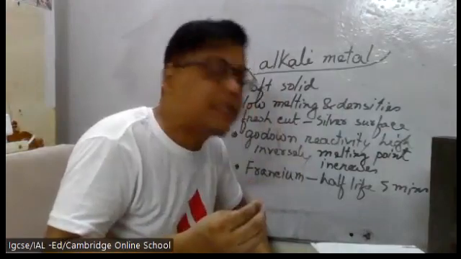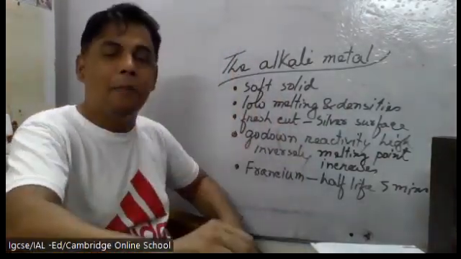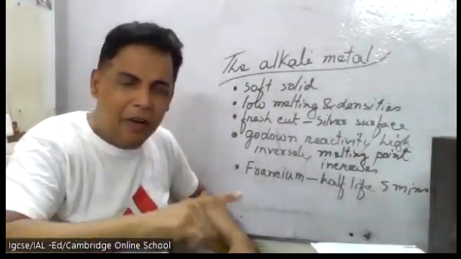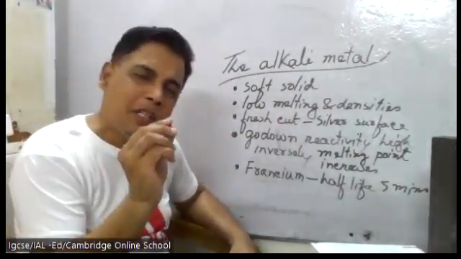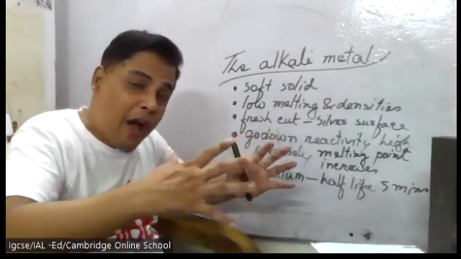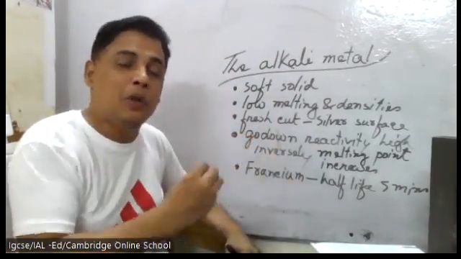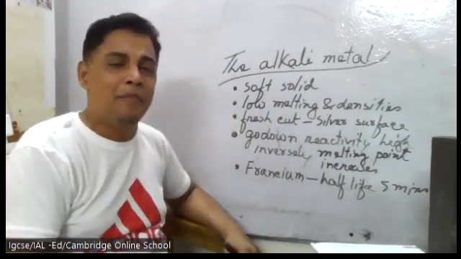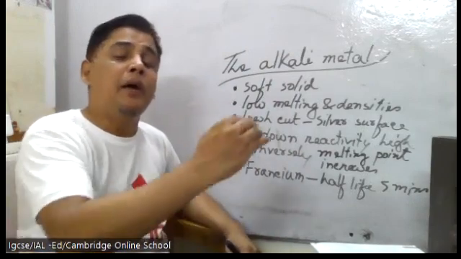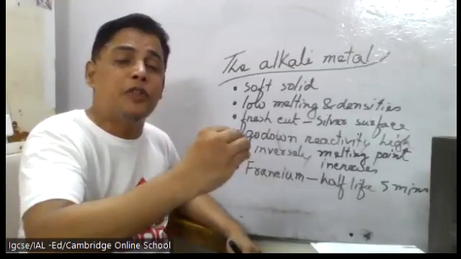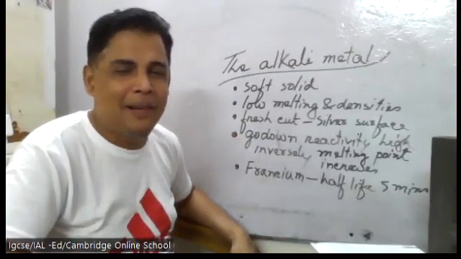the atomic number of francium is 87. By electronic configuration, the outer shell of francium is also 1. But this one is very far away from the nucleus. So the control over it is very little. In comparison to lithium, francium is the most reactive in the world.